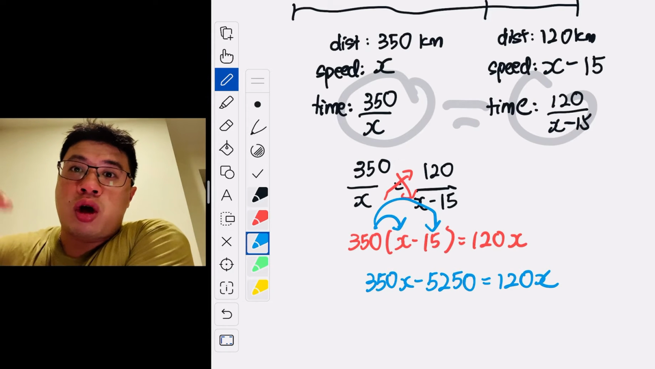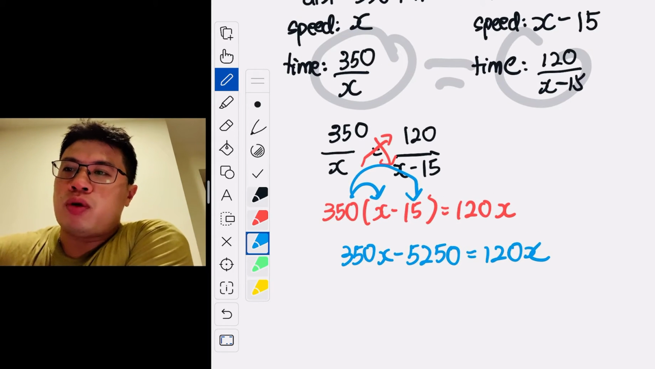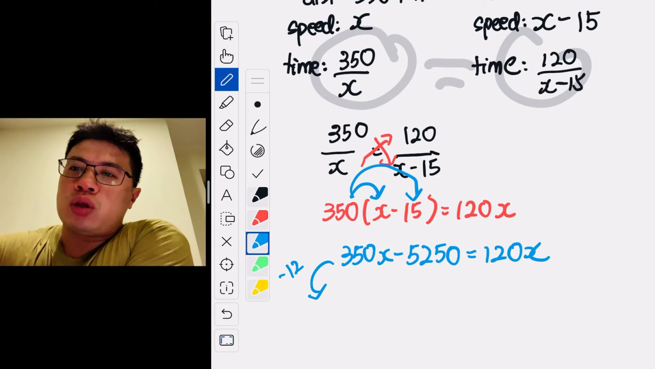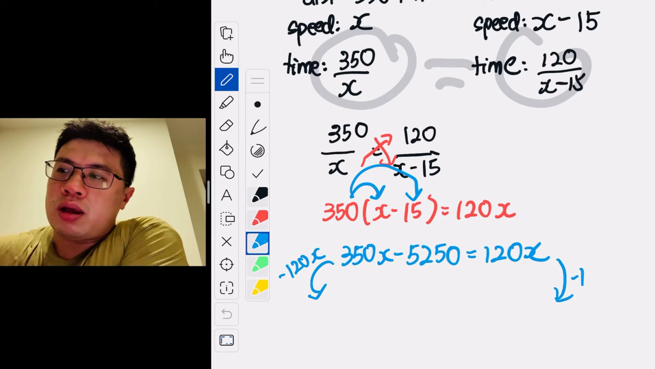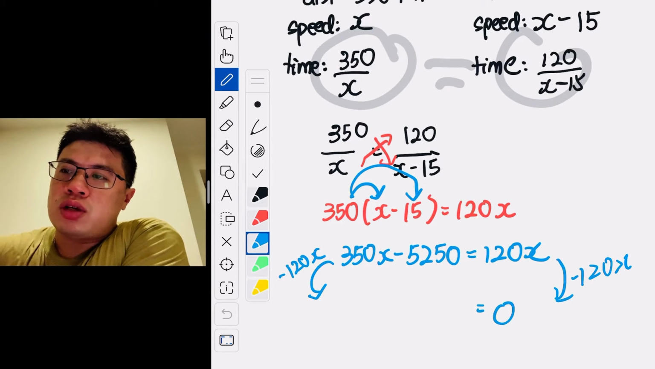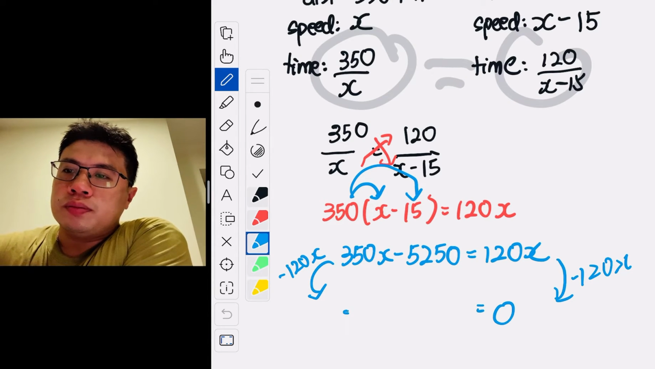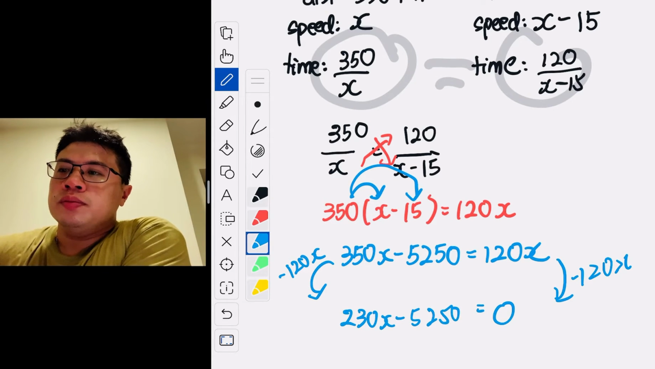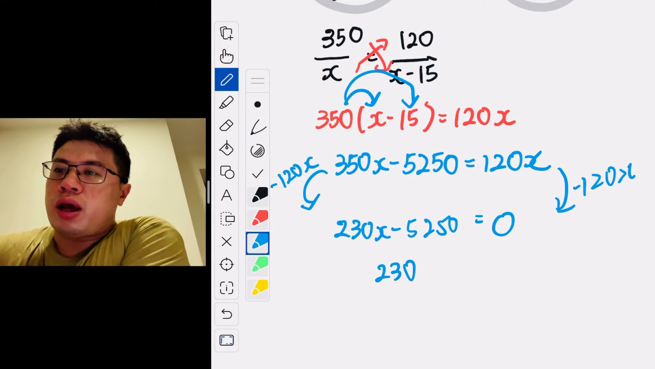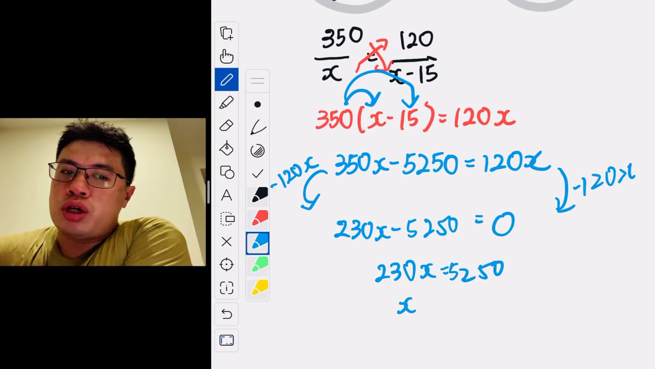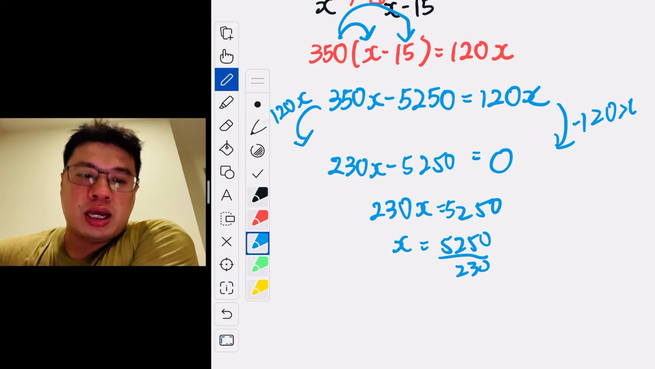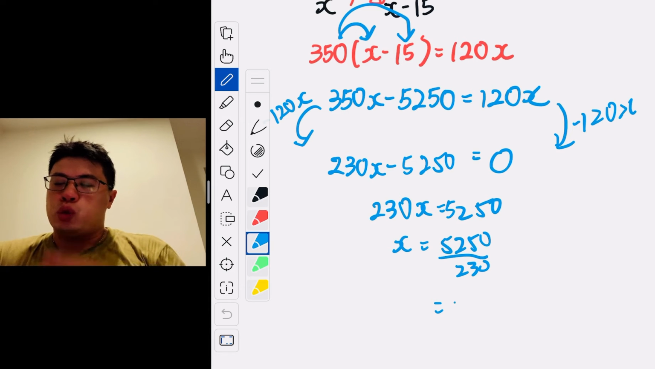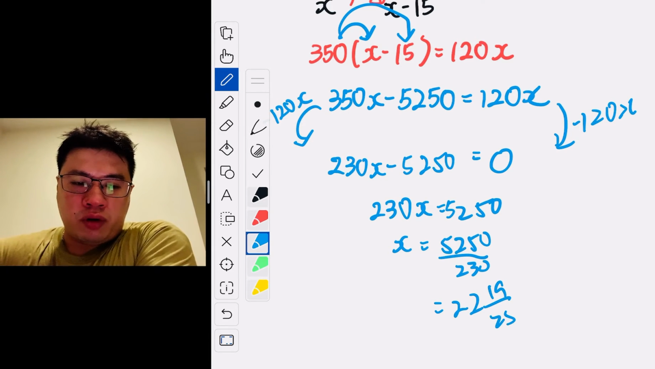Now your job is to solve for x, so you balance the equation on both sides. Next, I minus 120x on the left. On the right, I have my 0, and here I have 230x minus 5250. Now I make 230x the subject, divide by 230 on both sides, and you can see that that's my answer, which is equal to 22 and 19 over 25.